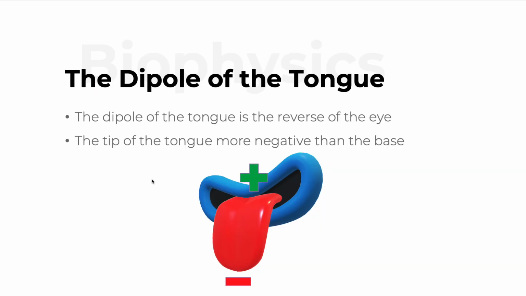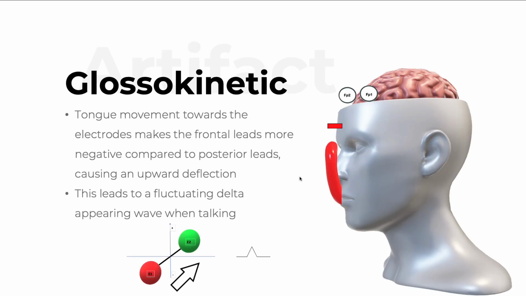Now, when patients are awake, they may do things like talk. And so it's important to account for the dipole of the tongue. The tongue has a dipole that's the reverse of the eyeball. The tip of the tongue is more negative than the base. So what that really can lead to is kind of the opposite appearance.